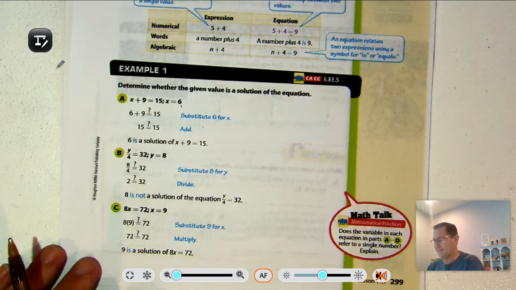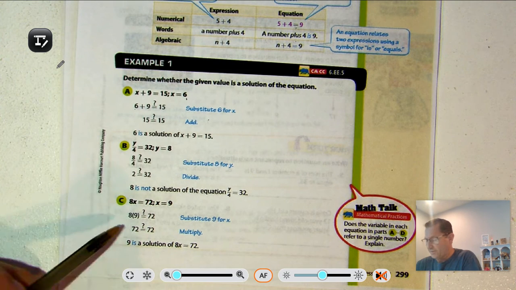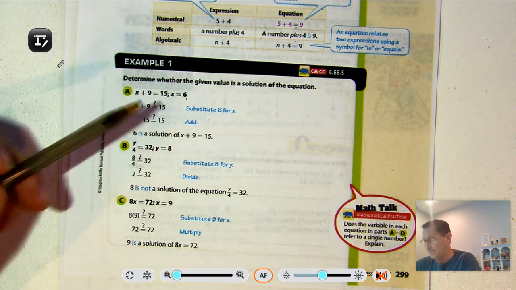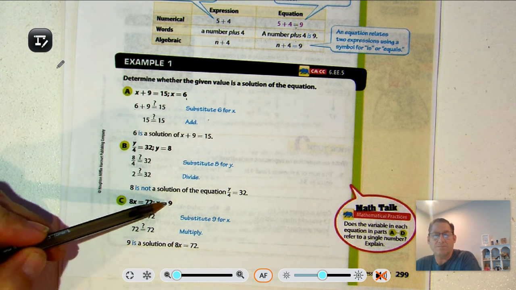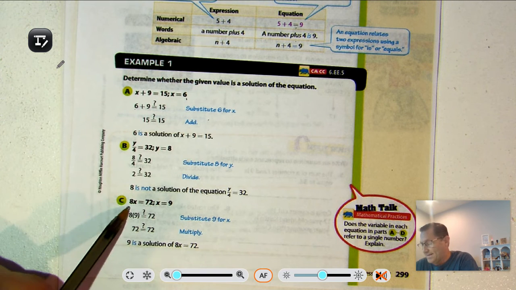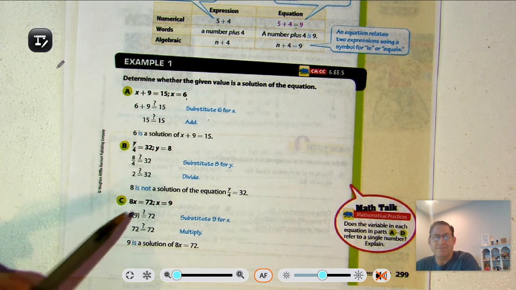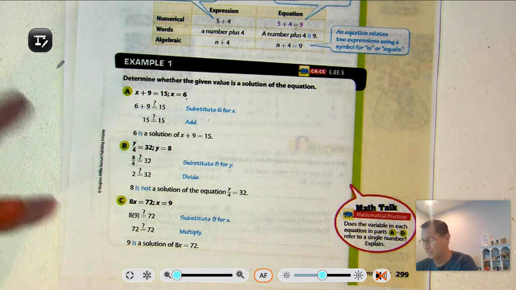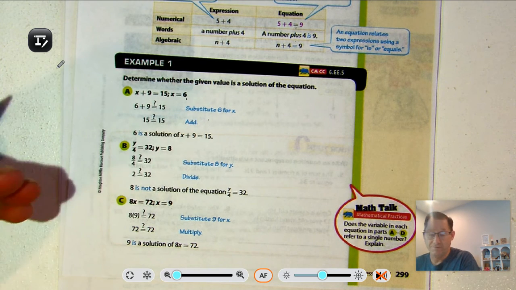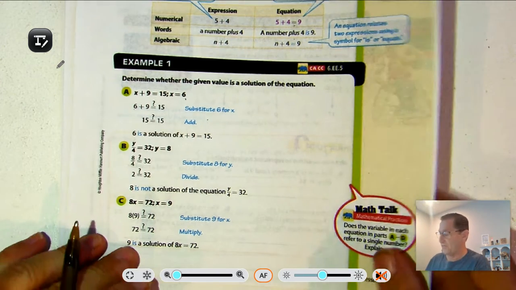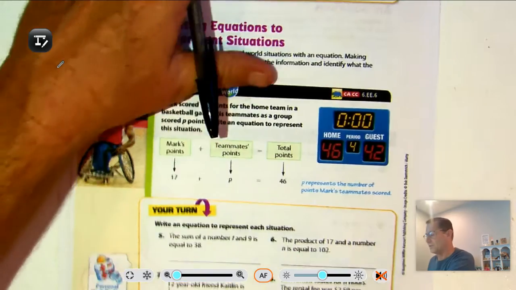All right, how about C? So here we have 8 times some number is 72. And we want to substitute 9 for the variable. And so 8 times 9 is 72. 72 does equal 72. So 9 is a solution of 8 times x equals 72. All right, so let's look at page 300 now. So let's do some practice problems.